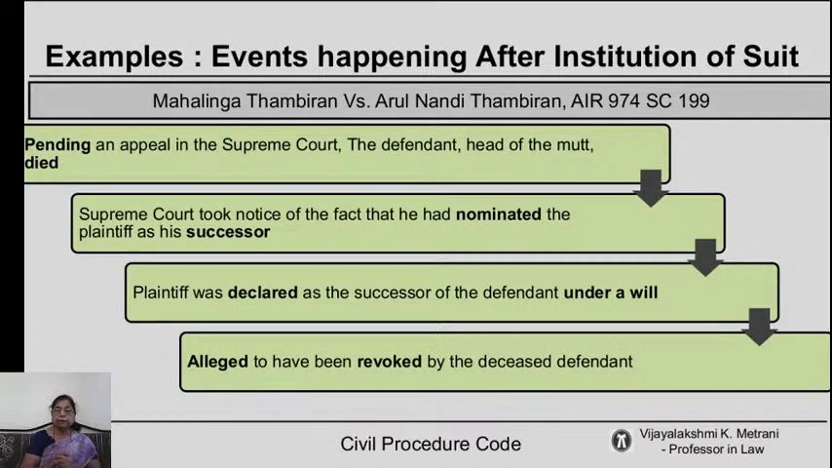Now what happens, the head of the mutt nominates somebody else as a successor, and then he files a case not on the basis of the will but on the basis that he was nominated earlier and he needs to be the head of the mutt. So he needs to be the successor, he says, and files. So when it is an appeal in the Supreme Court, while the appeal is pending, the defendant, the head of the mutt, dies.